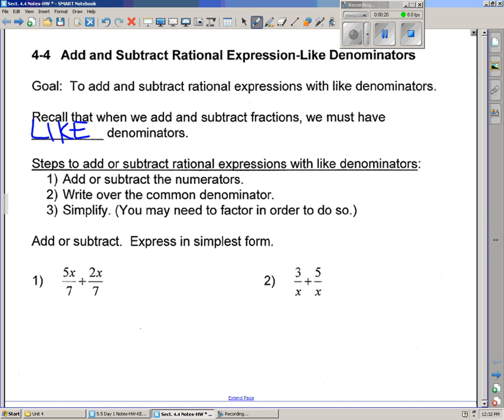When you add or subtract rational expressions with like denominators, all you need to do is add or subtract the numerators, just like you would with a basic fraction. That answer gets written over the common denominator, and then if you need to simplify, that might be something that you have to factor before you can do that.